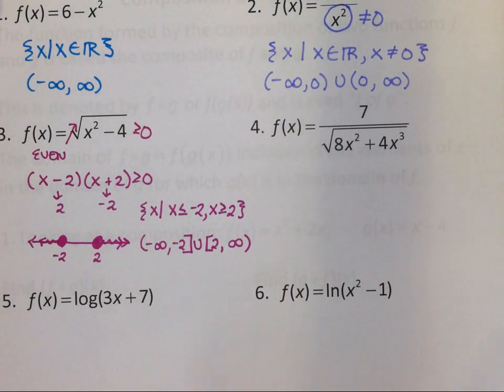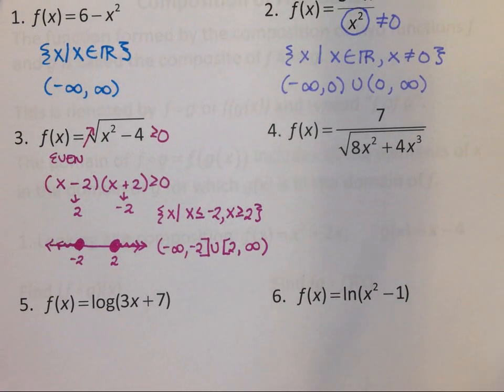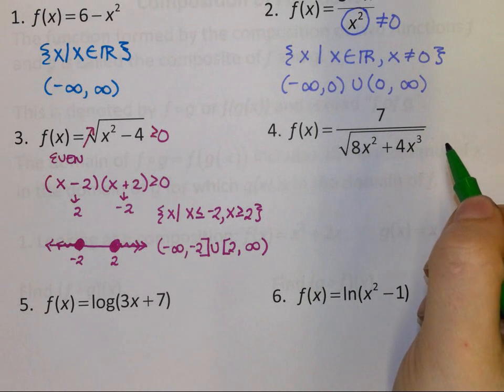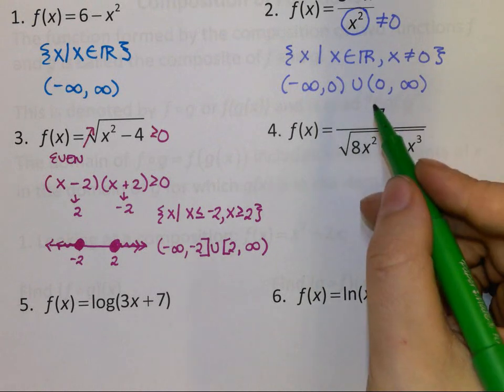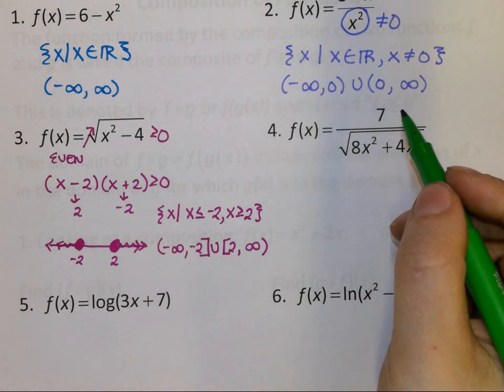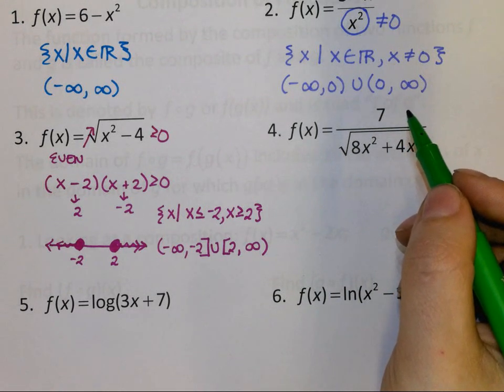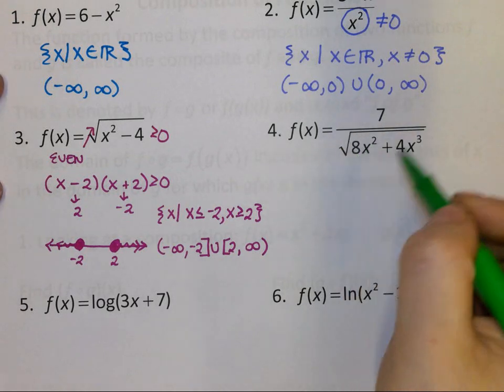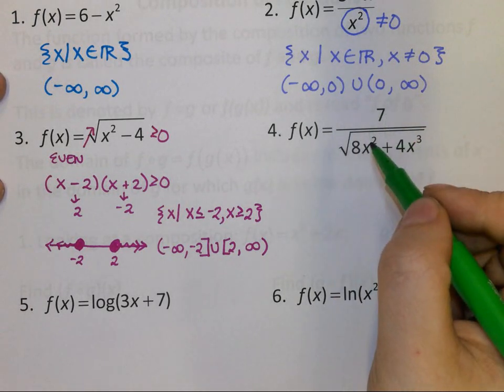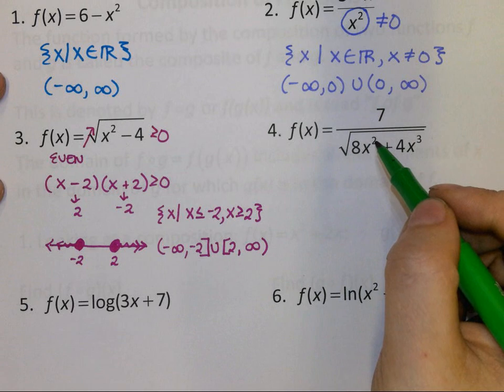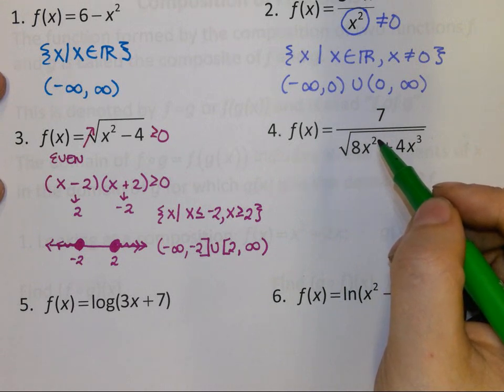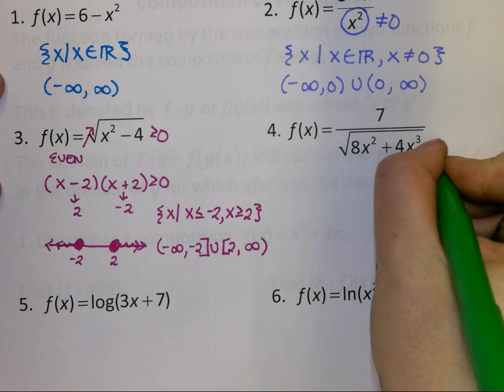Okay. Now, number 4, we've got a couple of things going on here. First thing I see is a fraction. What's true about the fraction? There's a numerator and a denominator. Okay, restrictions from the fraction. The denominator cannot equal 0.